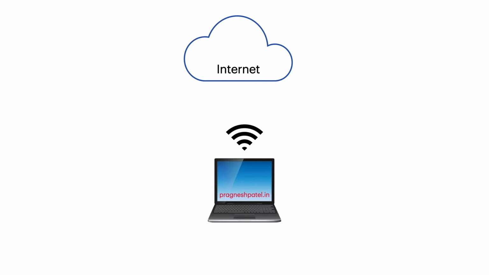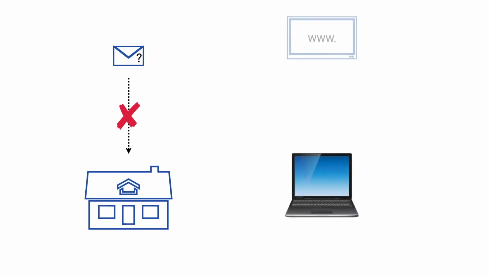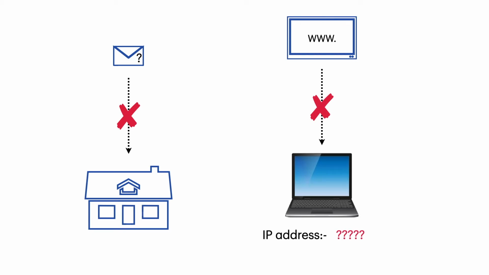Suppose you boot up your laptop and connect it to the internet. If you try to visit the website pragneshpatel.in, you would not be able to connect to it until your laptop has an IP address. Like you cannot receive mail at your house without a delivery address, similarly, your device cannot download a web page without an IP address. So you cannot access the internet until your device has an IP address.